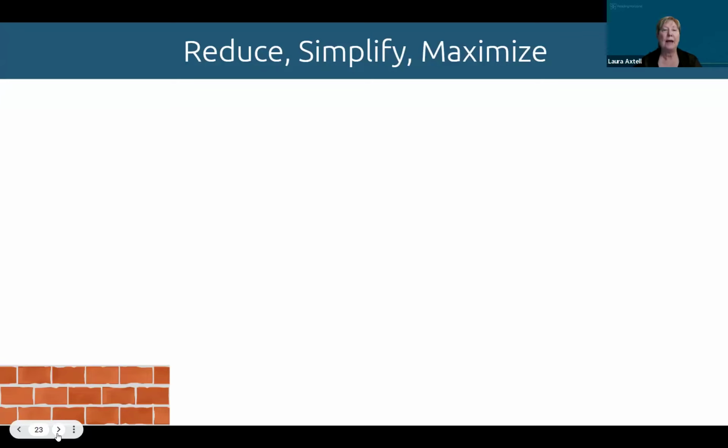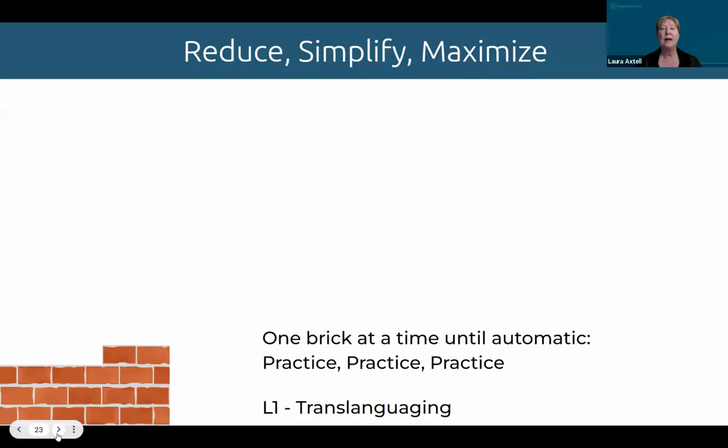I think about language acquisition like building a brick wall. You have to start with a really solid foundation, and that is really going to start with speaking and listening in your first language, and then translanguaging. We're going to talk about translanguaging, what that is, and how to really utilize it to benefit our students, which means that we're going to use what they've got in their L1 and connect that to what they're learning in English. And then we add 1 brick at a time until we have automaticity. And that means practice, practice, practice.